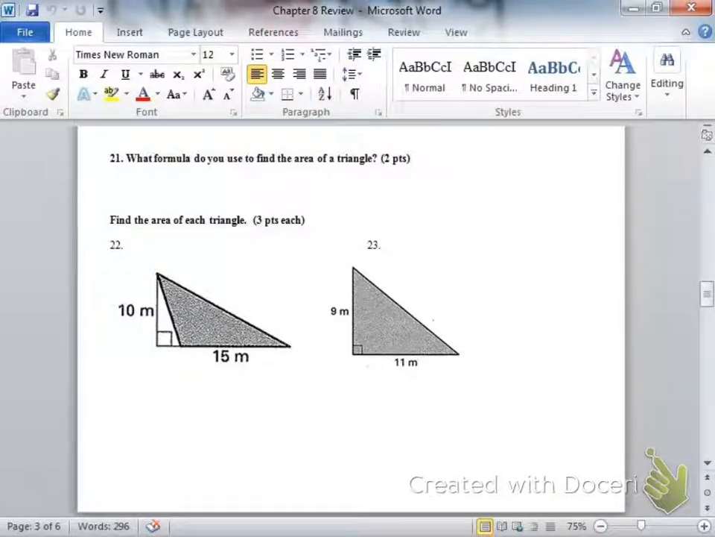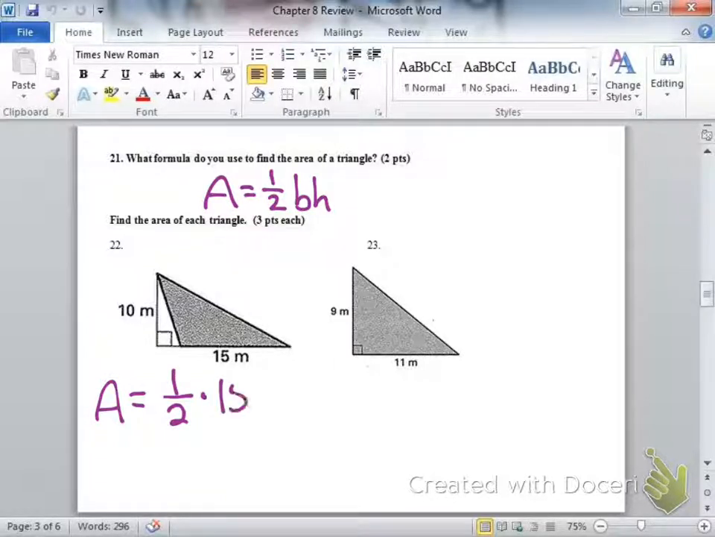Alright, when we're looking at triangles, we use a different area formula. Does anyone know it? Area equals 1/2 times base times height. Good. So on number 22, the base is 15. The height is 10. So in your calculator, you can do 15 times 10 and then divide that by 2, or you can use 0.5 times 15 times 10, or you can do 1, then the ABC button, and then the 2 times 15 times 10. It doesn't really matter, however you prefer to do it.